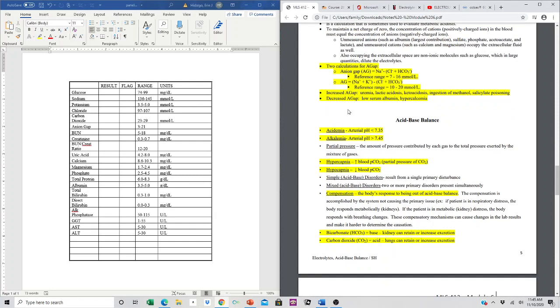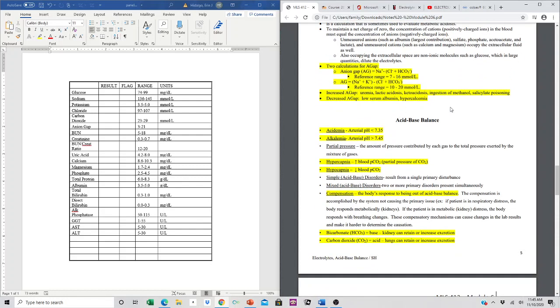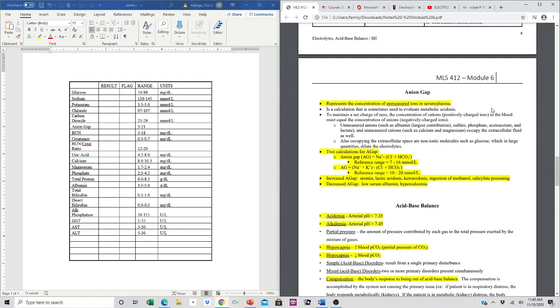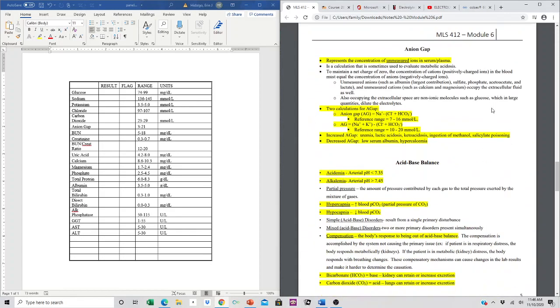An increased anion gap, so an increased measurement of the unmeasured ions, is seen with uremia, lactic acidosis, ketoacidosis, ingestion of methanol, which is rubbing alcohol, and salicylate poisoning. Decreased is seen with low serum albumin and hypercalcemia. Okay, so that is the main points for the electrolytes portion.